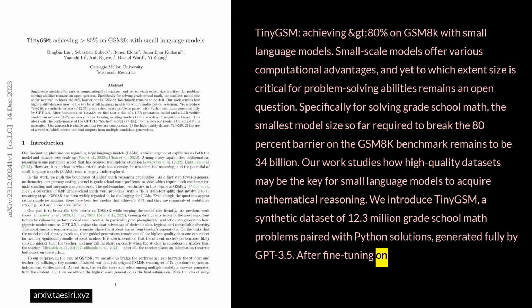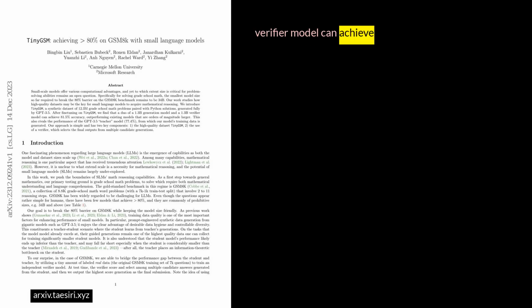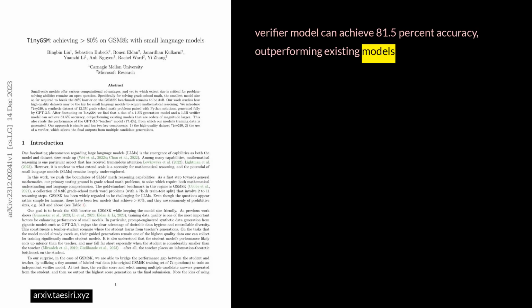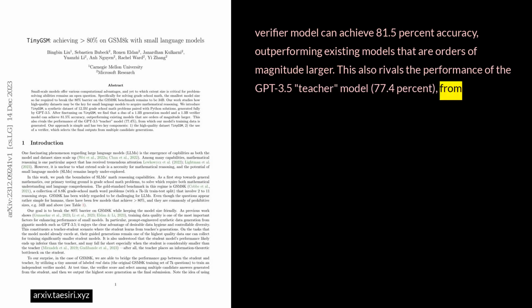After fine-tuning on TinyGSM, we find that a duo of a 1.3 billion generation model and a 1.3 billion verifier model can achieve 81.5% accuracy, outperforming existing models that are orders of magnitude larger. This also rivals the performance of the GPT 3.5 teacher model, 77.4%, from which our model's training data is generated.